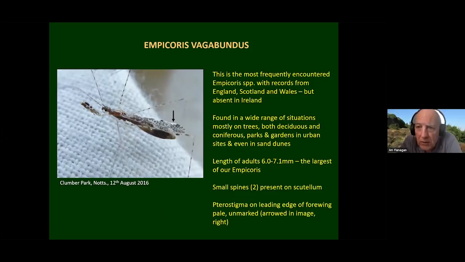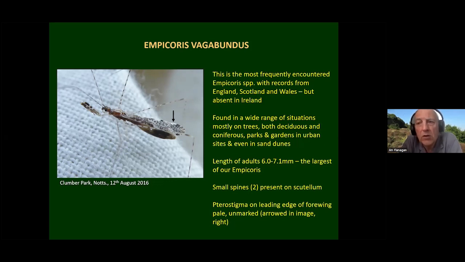Okay, the first one we're looking at is probably the commonest Empicorus species that we get here in Britain, and there are records from England, Scotland, and Wales. It appears to be absent at the moment from Ireland, but that might change. It's found in a wide range of situations, obviously mostly on trees, in parks and gardens, urban sites, even in sand dunes. Apparently, we've got some records from those kinds of situations.